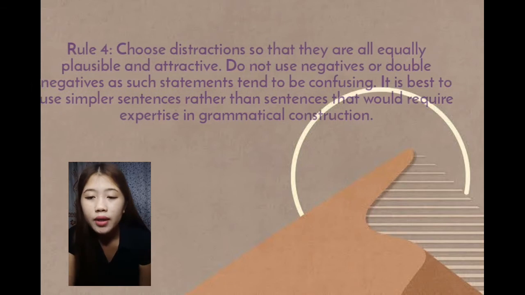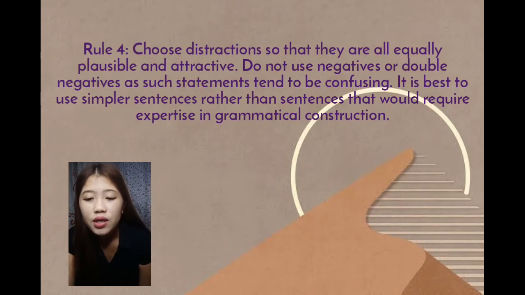Rule number 4. Choose distractors so that they are all equally plausible and attractive. Do not use negatives or double negatives, as such statements tend to be confusing. It is best to use simpler sentences rather than sentences that would require expertise in grammatical construction.